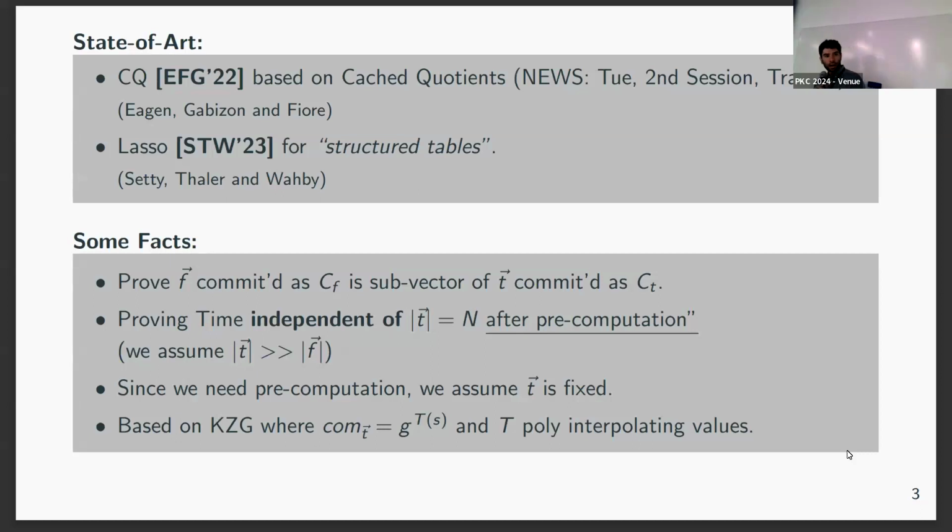Some facts. If you didn't get it before, a lookup argument allows you to prove that f, committed as C of f, is a subvector of a table T committed as C of T. The interesting fact about a lookup argument is that the proving time is independent of the big table T, so it's independent of capital N after some precomputation. For applications, usually we assume that T is much bigger than f. Then, since we need some precomputation on T, we usually assume that T is fixed. And then we need to use a vector commitment, but actually CQ and Lasso both use a vector commitment based on KZG, where if you want to commit to a vector, you interpolate the polynomial and then commit using a polynomial commitment.